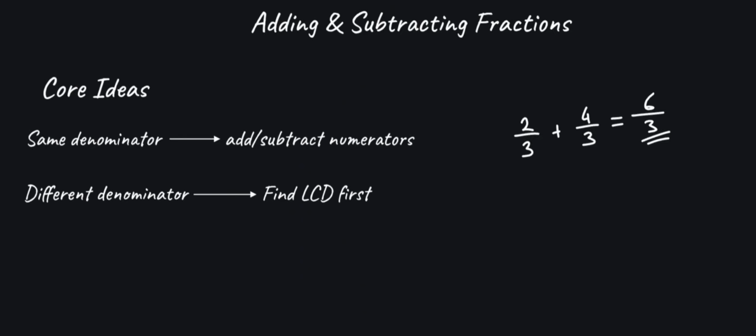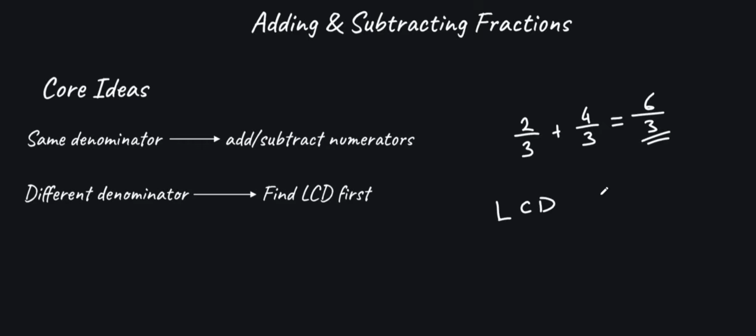And the second core idea is, if the denominators are different, then we have to find the lowest common denominator. Now, what is the lowest common denominator? Well, your lowest common denominator is basically a number that the two denominators can both be divided by, or the two denominators can go into.